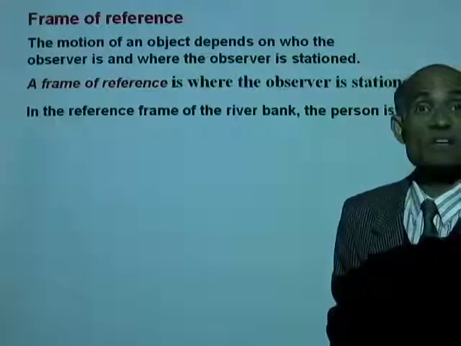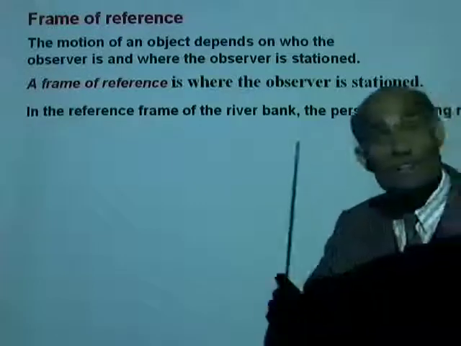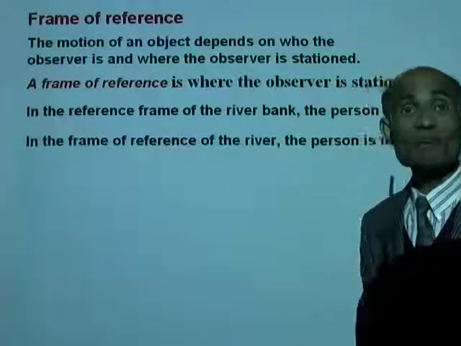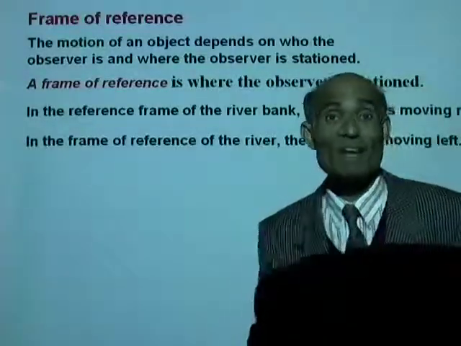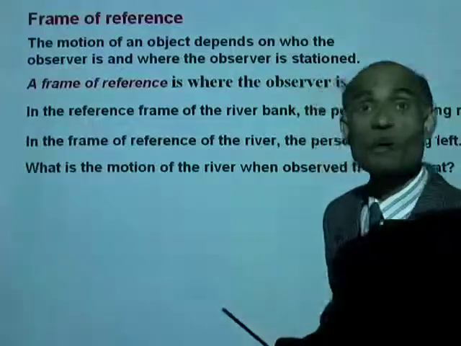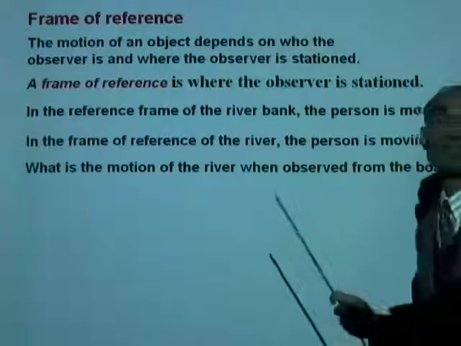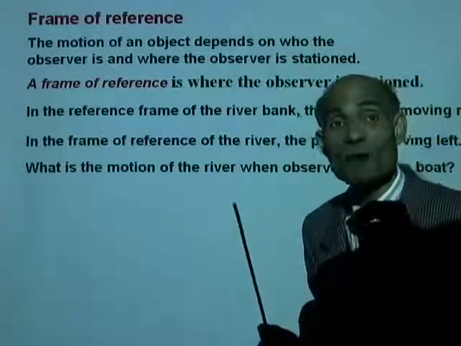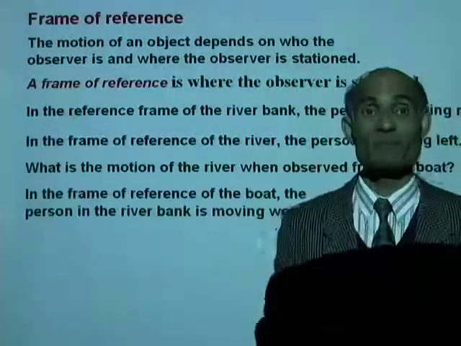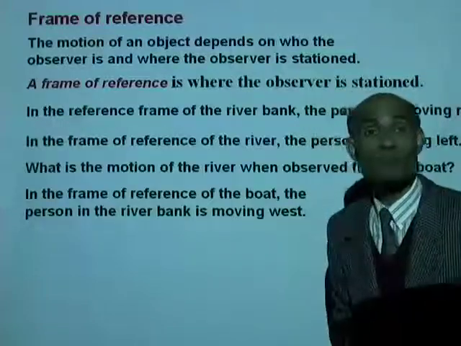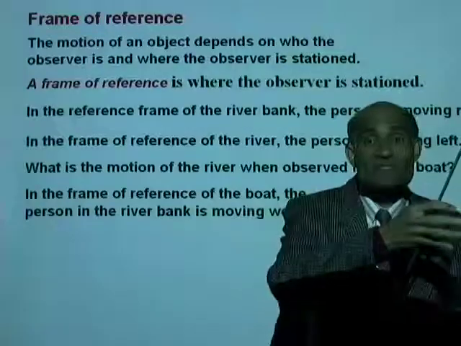In the frame of reference of the river bank, the person is moving to the right. In the frame of reference of the river, the person is moving to the left. Now, what is the motion of the river when observed from the boat? You remember when observed from the boat, what is the motion of the river? You saw the river moving backward. In the frame of reference of the boat, the person in the river bank is moving west.